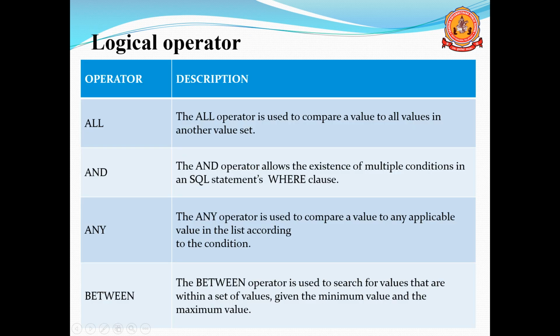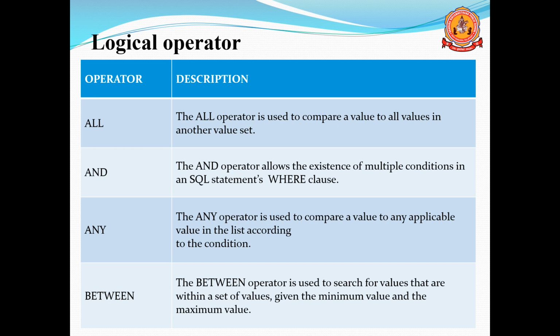The first topic is logical operators. What is a logical operator? There are different types of logical operators: ALL, AND, ANY, BETWEEN, EXISTS, OR, NOT. The first one is ALL. An operator is sometimes a keyword and sometimes a symbol. In arithmetic and comparison operators we had symbols, but logical operators are keywords. So the first one is ALL.